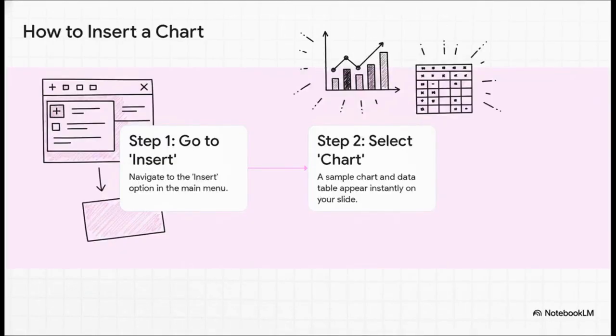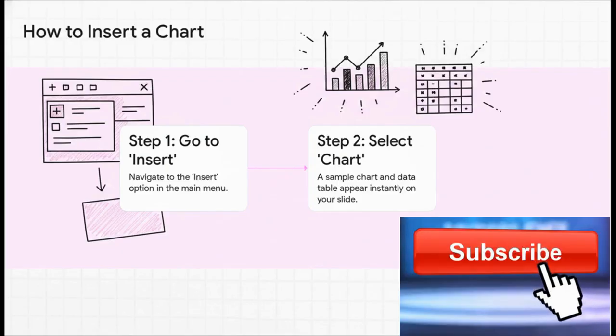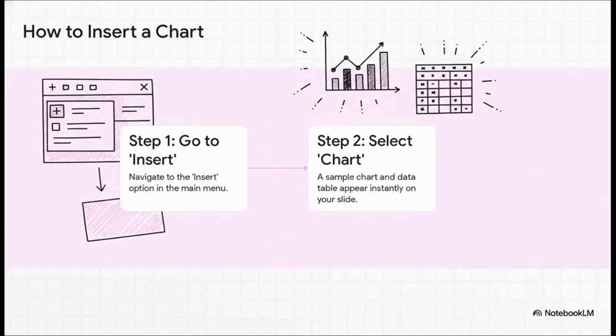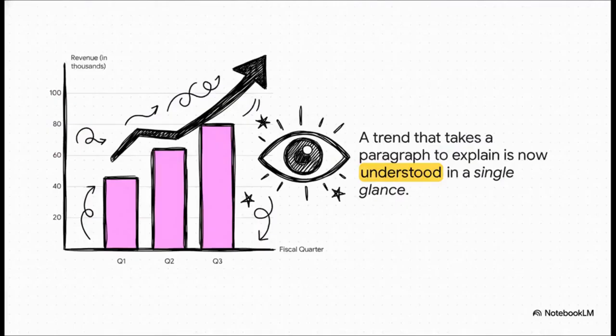It's so simple. You just go up to your menu bar, click on Insert, and then you choose Chart. And the best part? It doesn't give you some intimidating blank canvas. No, it immediately drops a sample chart and a little data table right on your slide, all ready for you to tweak. And boom! Look at this. This is what you get almost instantly. By just changing a couple of numbers in that little table, you can show a concept like quarterly growth. A trend that would have taken a whole paragraph to explain is now crystal clear in a single glance.